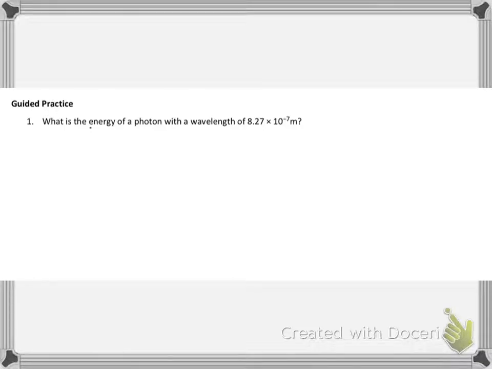So here you are asked to find the energy of a photon. Well, energy, of course, is the variable E, so this is our unknown. But it says we have a wavelength of 8.27 times 10 to the negative 7th meters. Well, wavelength, you may not recall, but you're going to definitely recall with practice, this is what we represent with the Greek letter lambda. So we have a known lambda and an unknown energy.